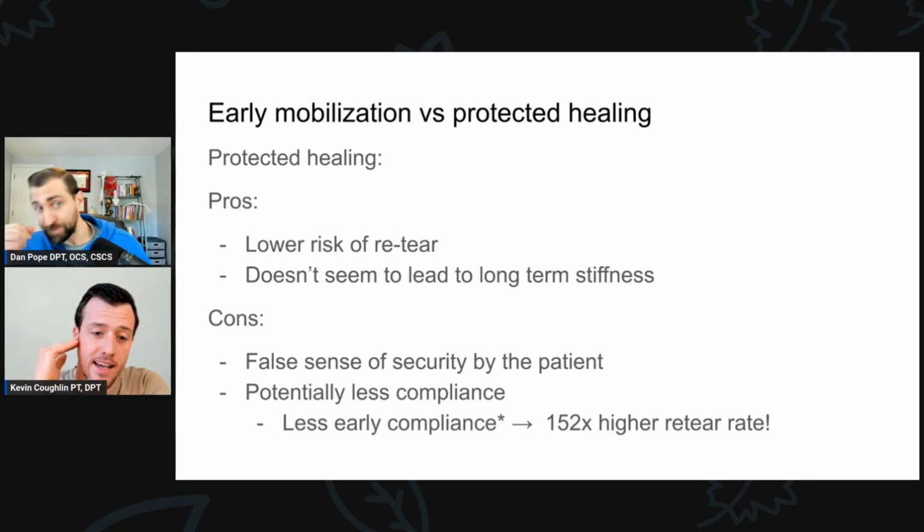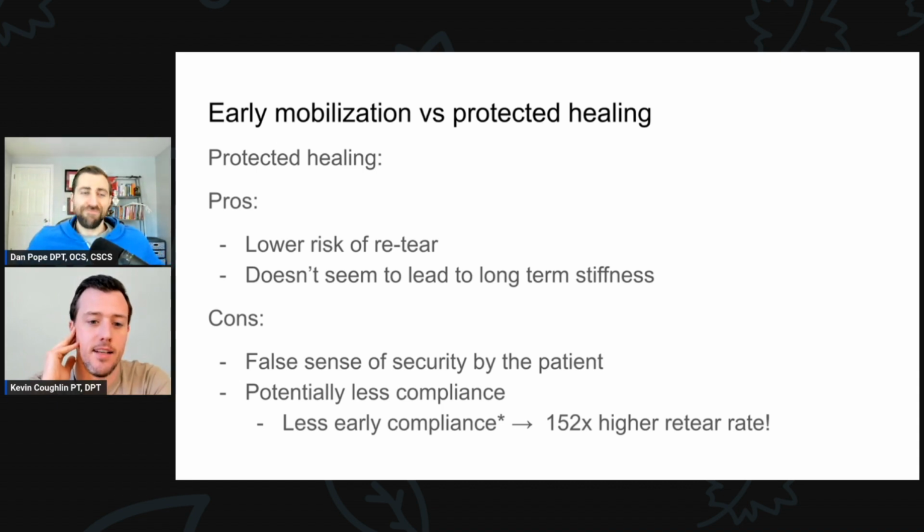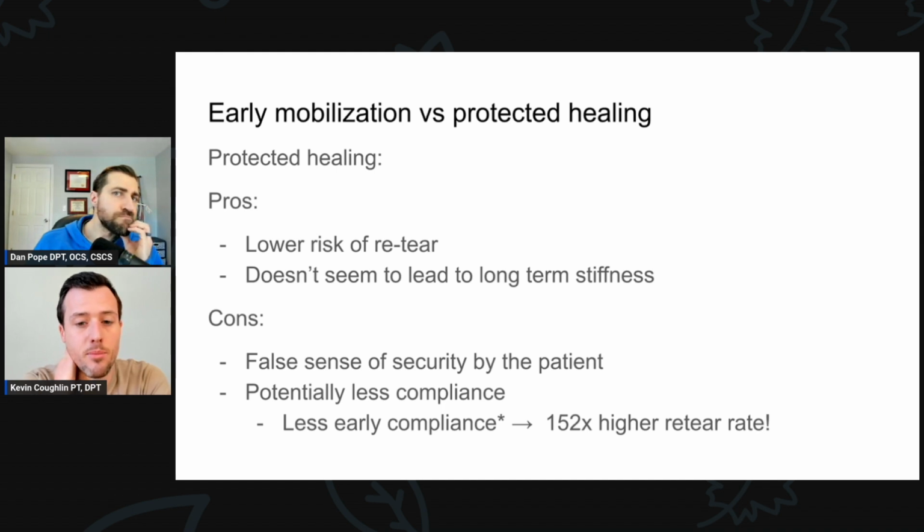All right. Well, speaking of the counter argument, Dan, there we go. The group that wants to do protected healing, so they say, let's not early mobilize. Let's wait a little bit. There seems to be a lower risk of re-tearing, and it doesn't lead to the long-term stiffness that sometimes the early mobilization group thinks, that if we go ahead and mobilize this thing early, they're not going to be stiff in a year. That doesn't seem to really pan out. One negative of waiting and not getting the person into PT early, I thought this was fascinating.